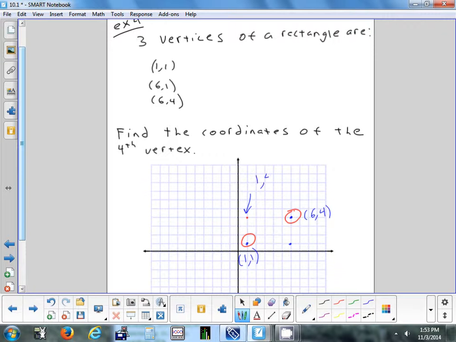1, 4. Why is that the answer? So you go right 1, up 4. Now look at this point. This x value and that x value are exactly the same. Because when you have a rectangle, the 2 points on the left-hand side have to line up vertically. And we just said earlier that if you have a point and you want it to line up vertically, all you do is change the y value.